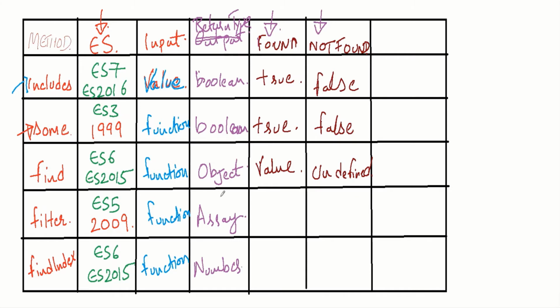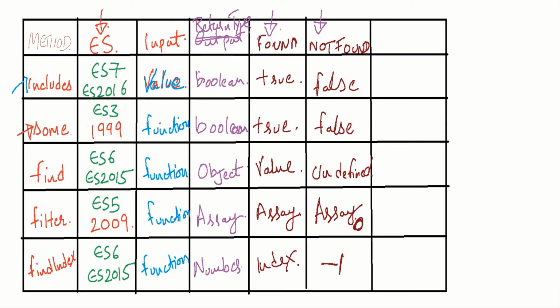For filter, you will get an array. And if the value is not found, you would still get an array, but the size of the array would be 0. Here the size of our array would be the items that we are looking for. findIndex would return the index, and if the value or the item is not found, it would return -1.